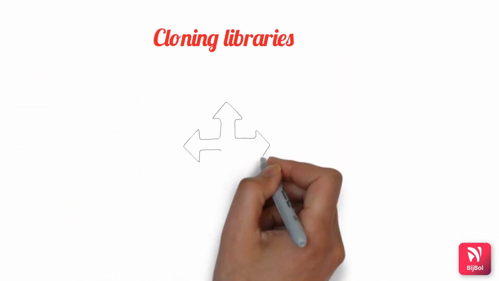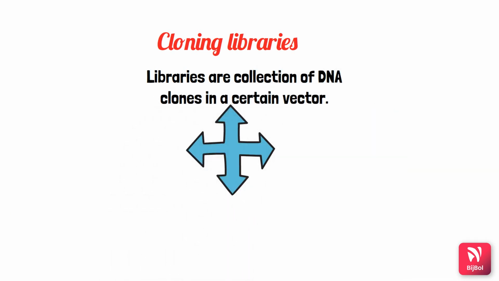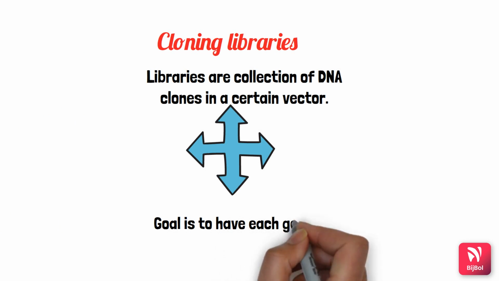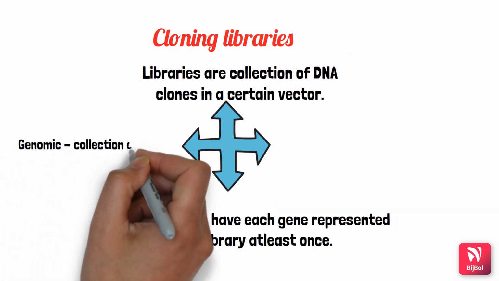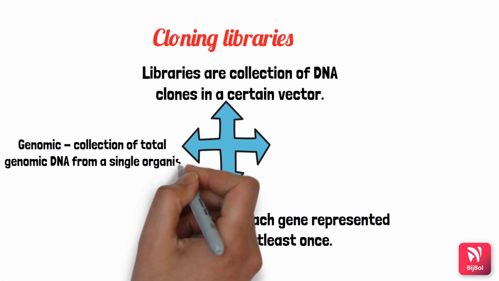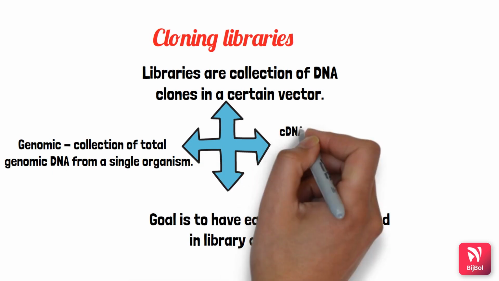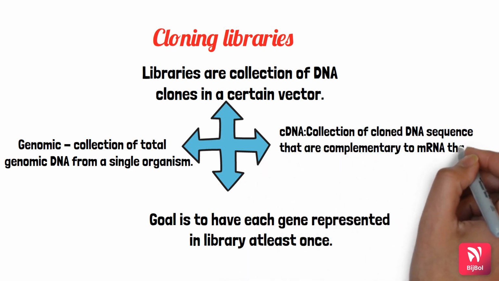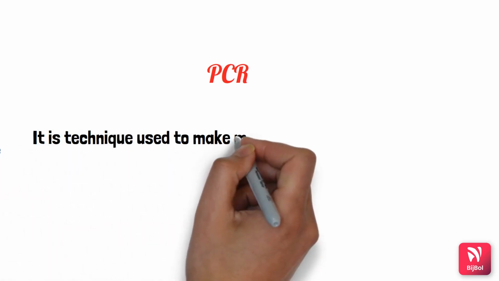Now let us discuss cloning libraries. Cloning libraries are nothing but a collection of DNA clones in a certain vector. Its main goal is to have each gene represented in the cloning library at least once. Then what is a genomic cloning library? It is a collection of the total genomic DNA from a single organism. Then what is a cDNA library? It is a collection of cloned DNA sequences that are complementary to the mRNA that was extracted from the organism or the tissue.